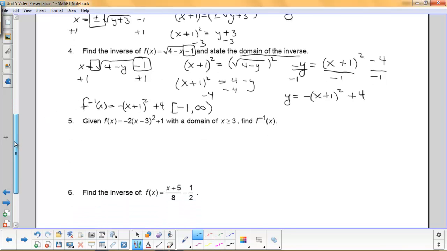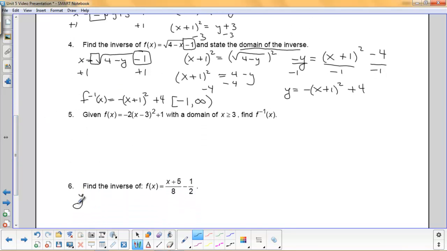The last one we're going to do together, I'm going to let you do number 5. So number 6. Number 6 will be a you do. I want to do number 5 with you together. So it's going to be x equals -2 (y minus 3) squared plus 1. I'm going to use PEMDAS. That's what I've been using the whole time. And I get x minus 1 equals -2 (y minus 3) squared.